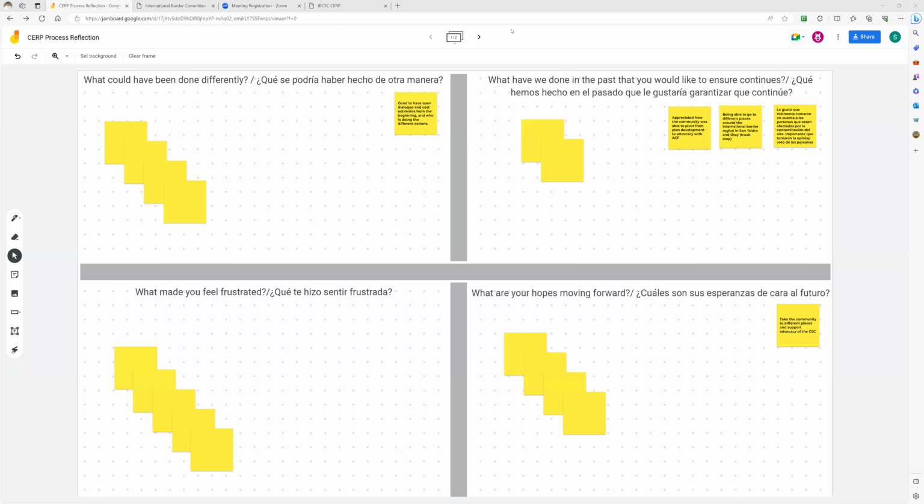Sorry, can you repeat the question? Yeah, so we're just asking folks what they'd like to share in terms of their reflections. And so we have these prompts here on the screen, but you can also go outside of these prompts as well.